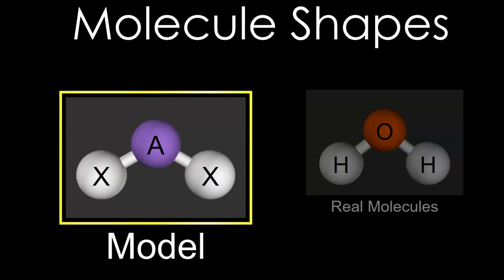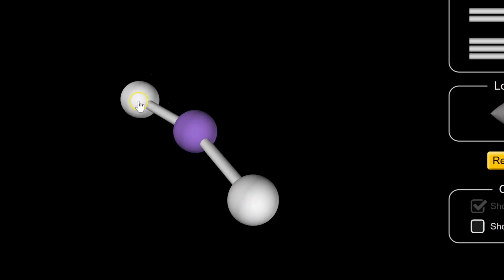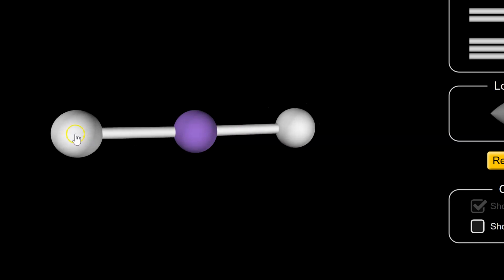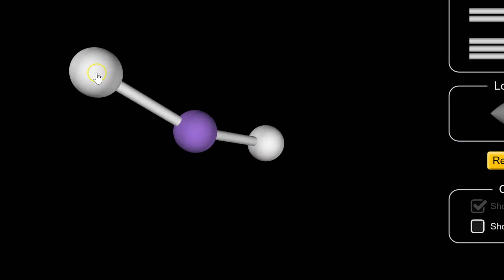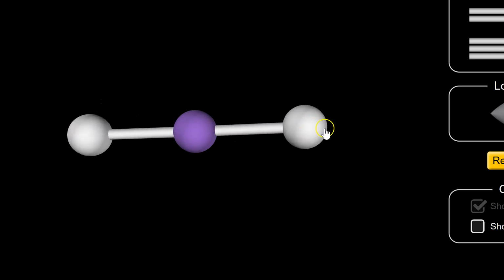So I click on the link for my simulation and I go to Model. And you can see right here, this model has a central atom and 2 peripheral atoms, meaning it's got a steric number of 2 because that's 2 bonds. And I can sort of rotate it around. You can see that the molecule can bend a little bit, but those peripheral atoms want to be 180 degrees from each other because this electron domain is repelling this electron domain.